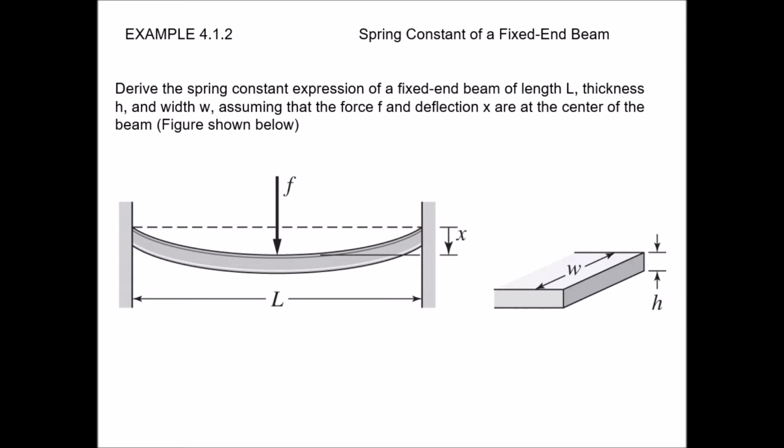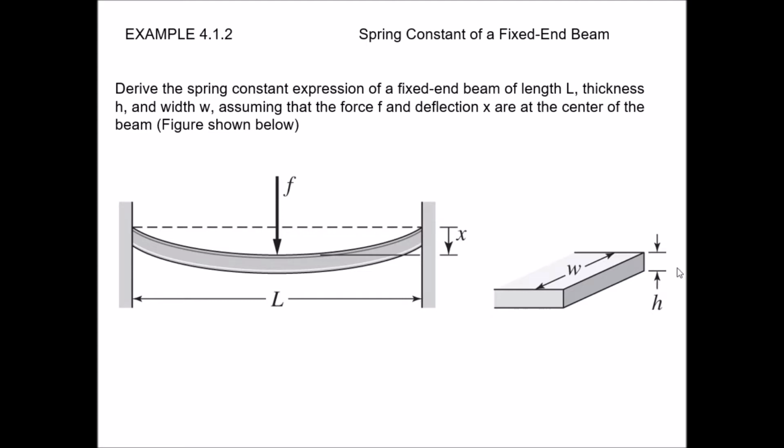Let's take a look at example 4.1.2, spring constant of a fixed beam. In this example problem, what they're asking us to do is derive the spring constant expression. So we're looking for a K expression of a fixed end beam of some length that they tell us is L. So the length of this beam is L.